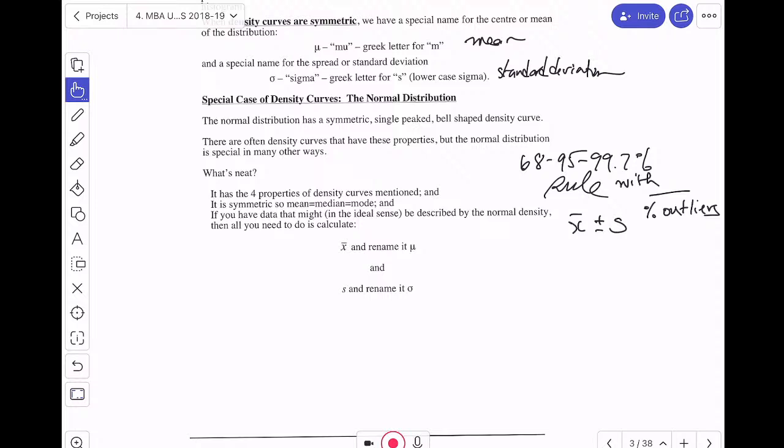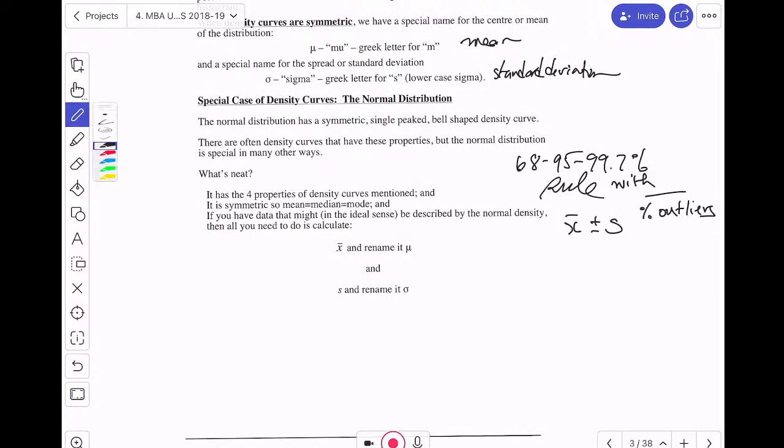Very good. 0.3, right. 0.3%. So you both were right, I guess. So it's 0.3% outliers, which you could also write as that.